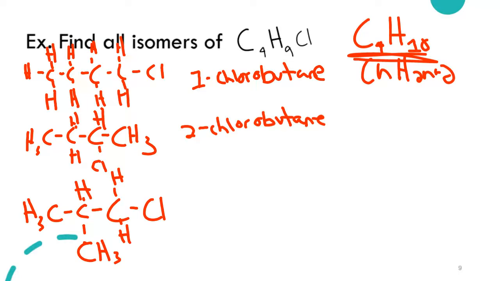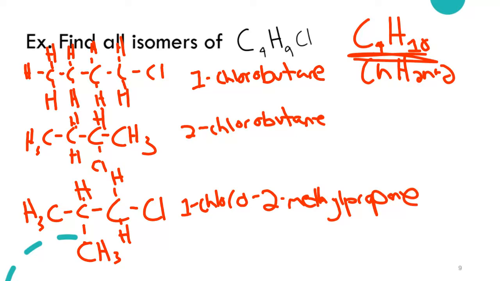So what should this one be named? It'd be 1-chloro-2-methylpropane. Right, because I have a 3 carbon chain here. So C1 chlorine and C2 methyl. Running out of room here.